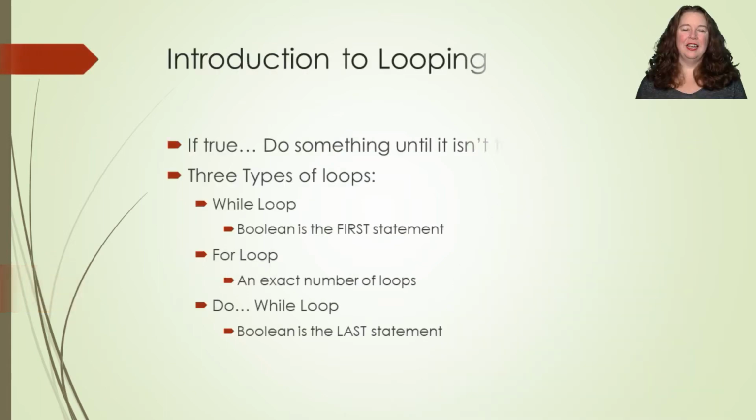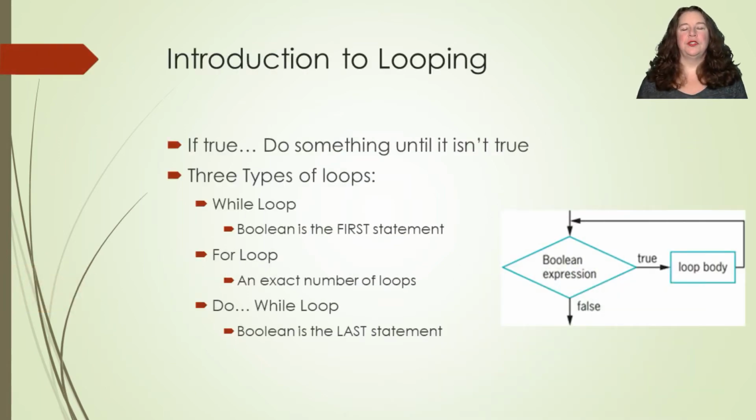Let's get started. You probably have already understood the concept of looping in a general sense. If something occurs, if something is true, then do it. Do something until it isn't true. So we have three different types of loops in Java that we're going to be using: a while loop, a for loop, and a DoWhile loop.